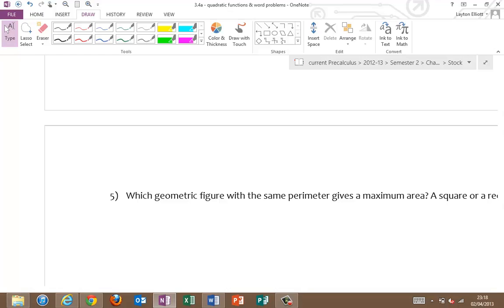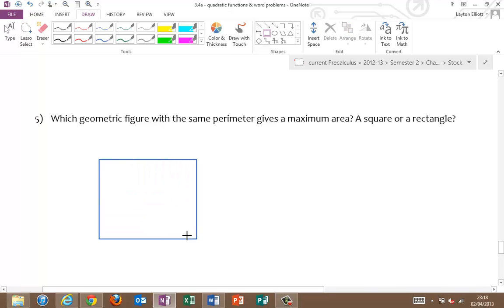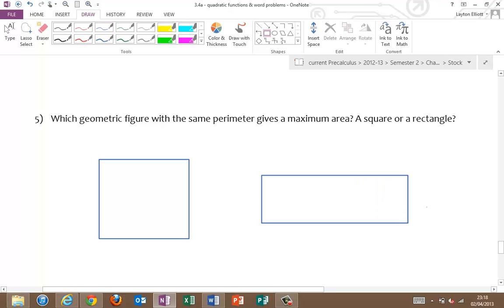Okay, those are describing some things. Now, last little point here, which is a good question that's going to lead us into the word problems of the next day. Which geometric figure with the same perimeter has the maximum area, square or triangle? I'm going to demonstrate this to you. This is an excellent point. Pretend this is a square, and pretend this is a rectangle, and that they have the same perimeter.